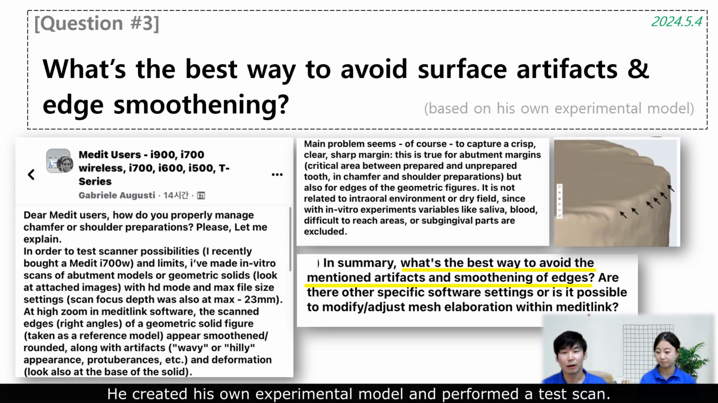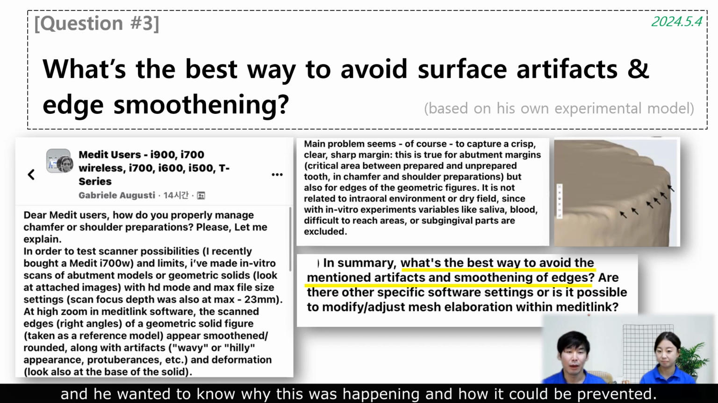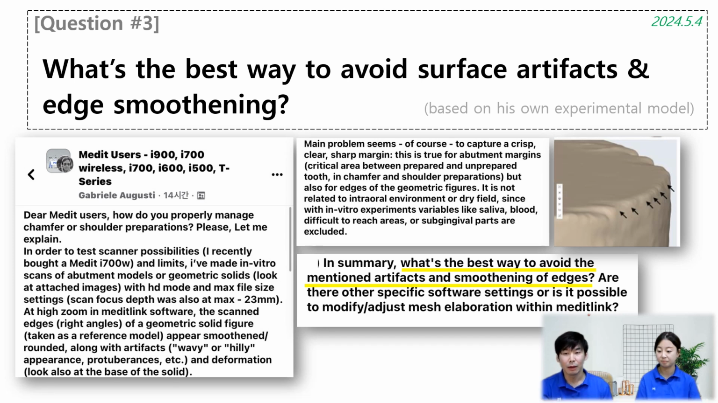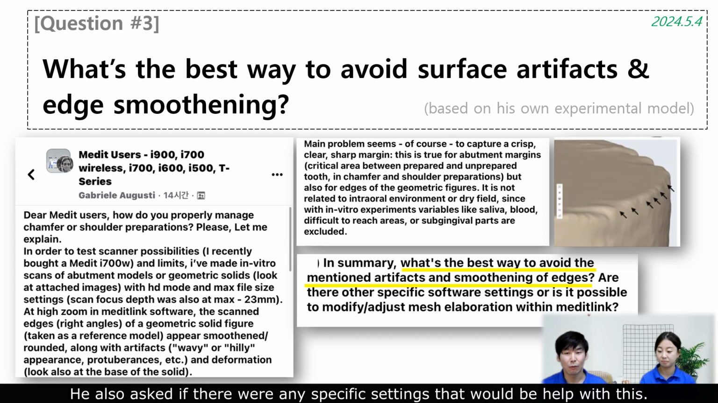He created his own experimental model and performed a test scan. Gabriel discovered when scanning abutment models in vitro, margins did not appear in their original form in the final scan data. He noticed that the margin was being transformed into a round shape, and he wanted to know why this was happening and how it could be prevented. He also asked if there were any specific settings that would help with this.